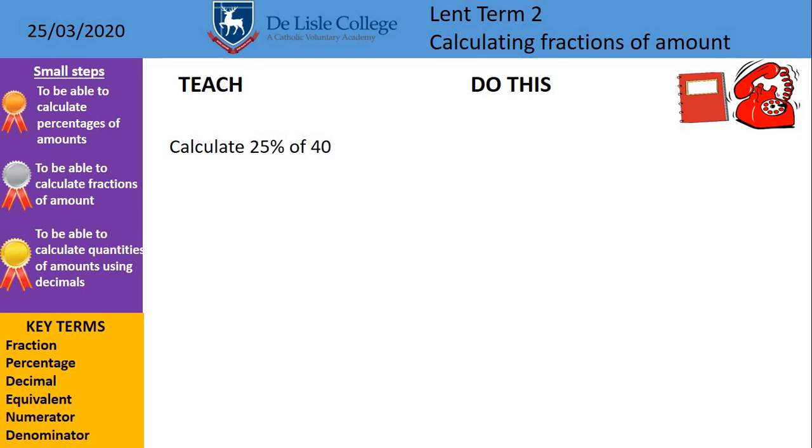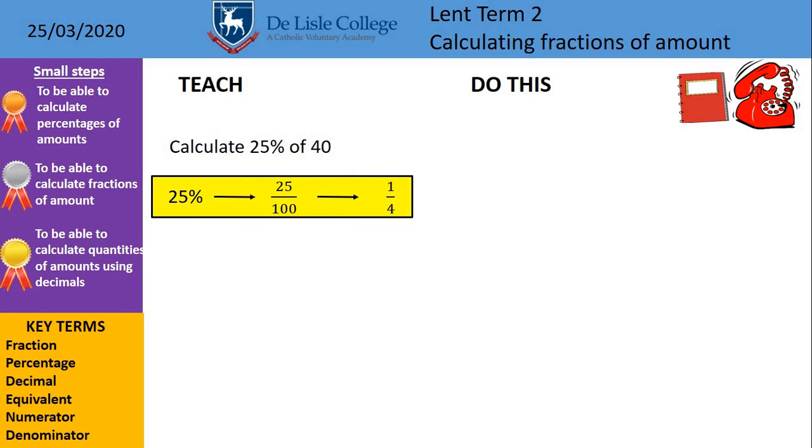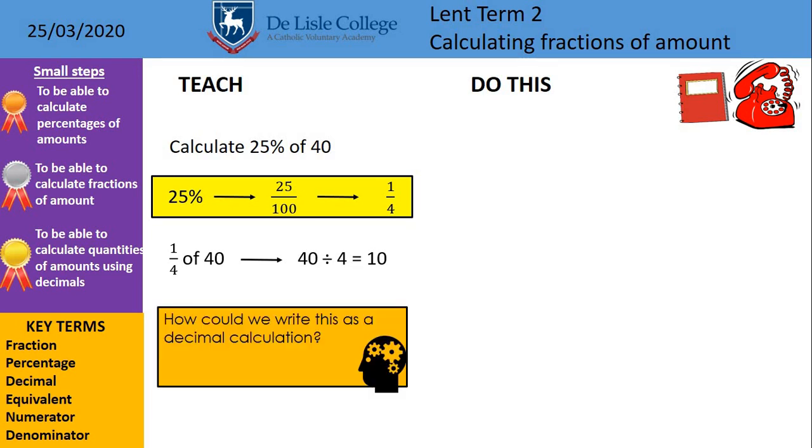To calculate 25% of 40, well, we know 25% is equivalent to 25 out of 100, which is equivalent to a quarter. To find a quarter of 40, we know we share by 4, so the answer would be 10. To write this as a decimal calculation, 25% is the same as 0.25. So this will be 0.25 multiplied by 40.